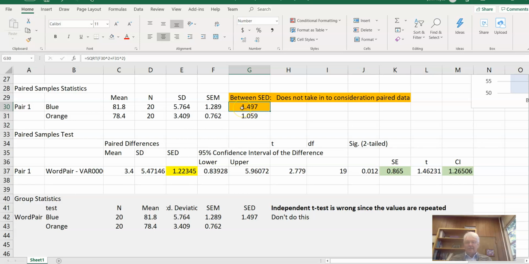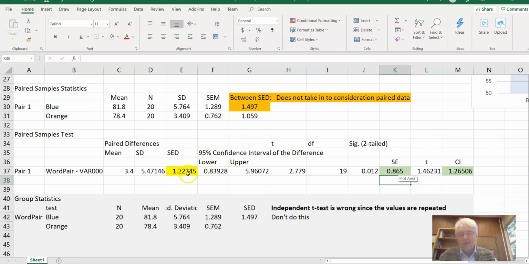That's our paired sample statistics. When we come down here and we find the standard error of differences, we divide that standard error of difference by our rule of dividing by the square root of 2, we get an SD of 0.867. Again, I guess this is the standard error of difference. It's not 1.497.